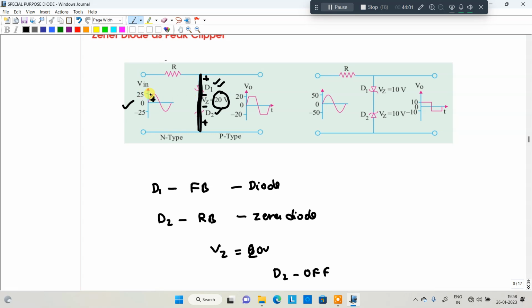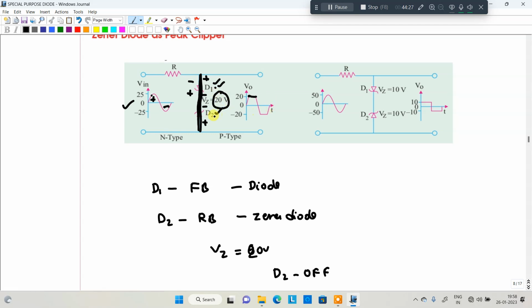Even if we increase the voltage more than 20, the extra voltage drops across this particular diode D1 and D2. So the clipping above 5 volt is clipping the waveform. Similarly, in the second case, the negative half cycle is given. This is the negative, this is the positive. This particular D1 acts as reverse biased, and D2 acts as a normal diode.